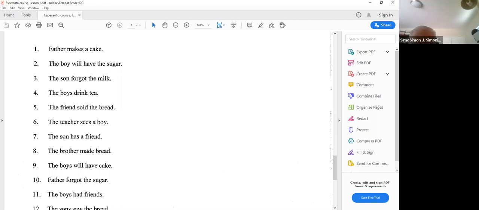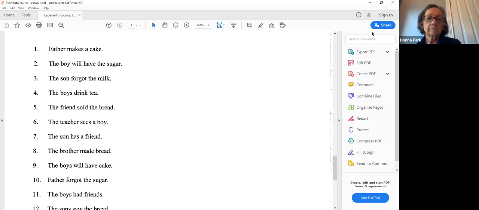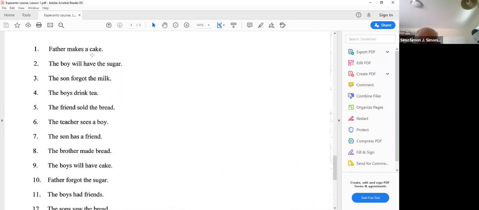Okay? So how do you do that eventually? La knabo, something. La knabo, that's the boy. Yeah. And have is for have, so it's havos for will have. La sukeron. Sukero is sugar, so you need a letter N on the end to show what the boy will have. My goodness. Okay. Then number three, the son forgot the milk. So notice that forgot is in the past tense, so we need is on the end of the verb.